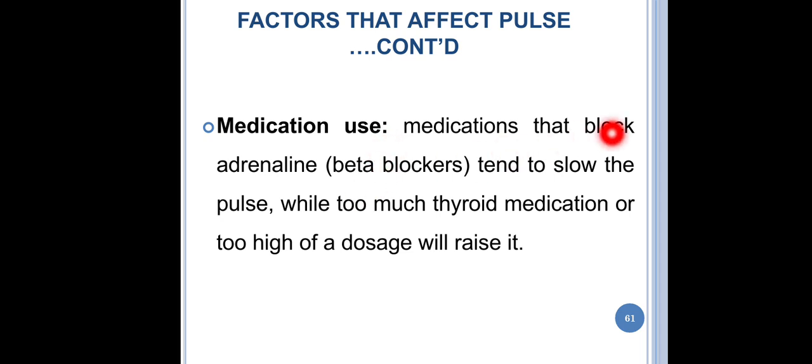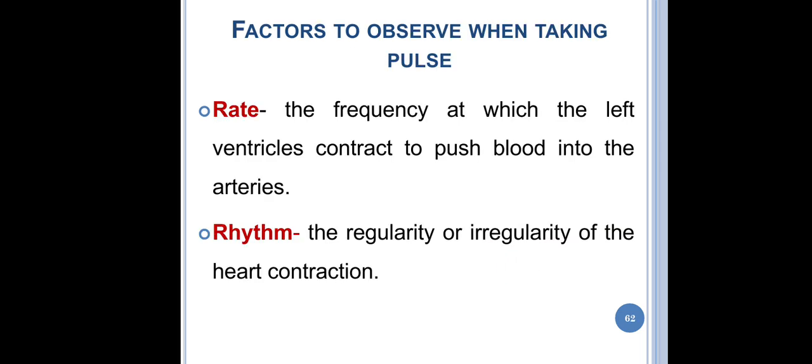There is some medication that blocks adrenaline, the beta blockers. These work on the nervous system. They tend to slow the pulse, while too much thyroid medication or too high a dosage will raise it. So now, there are important things that are very much cardinal on pulse.